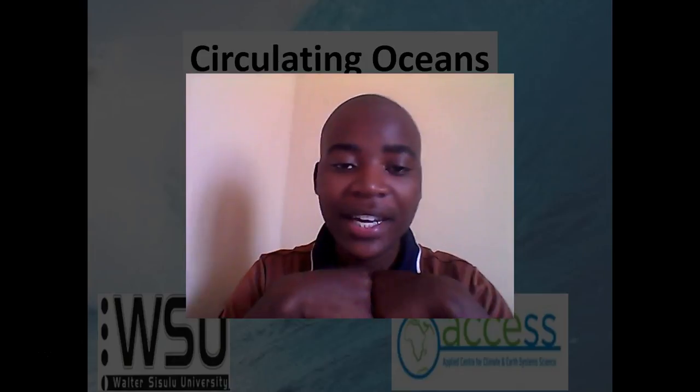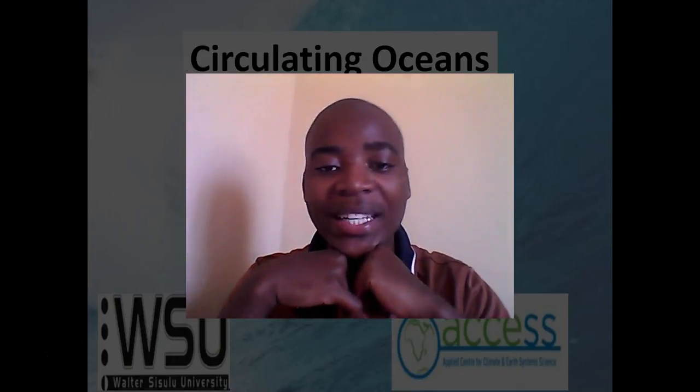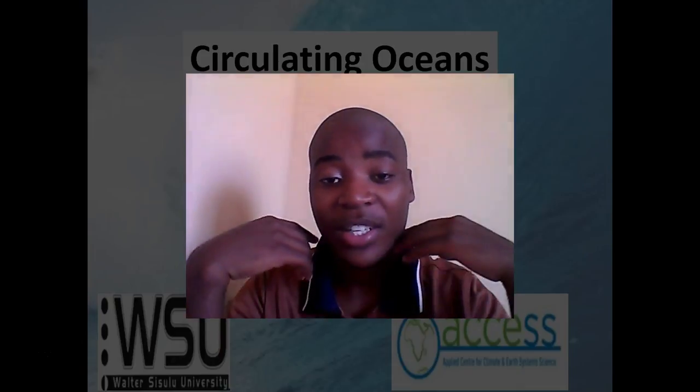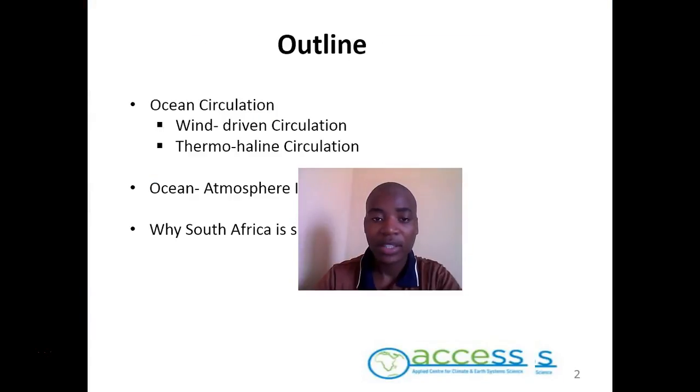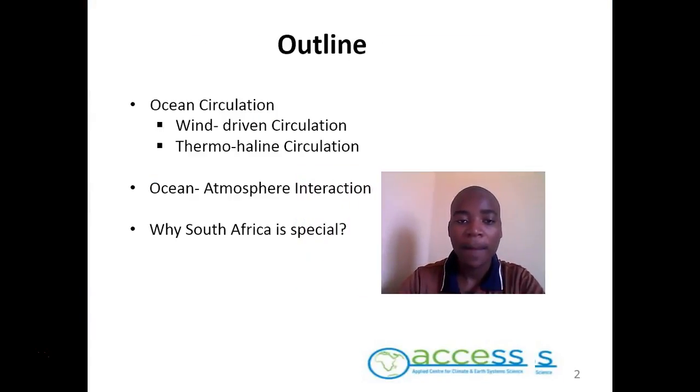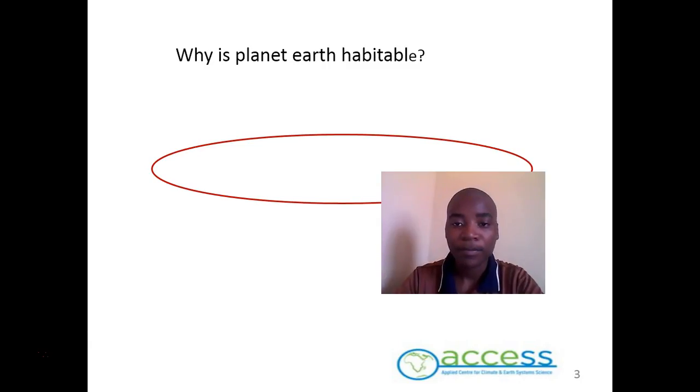I'm from Eastern Cape. I will be presenting to you circulating ocean, or we can also say ocean circulation. Here is my outline. I will be talking about two types of ocean circulation: the wind-driven circulation and the thermohaline circulation. Also look at the interaction between the atmosphere and the ocean. Then also look at why South Africa is so special.